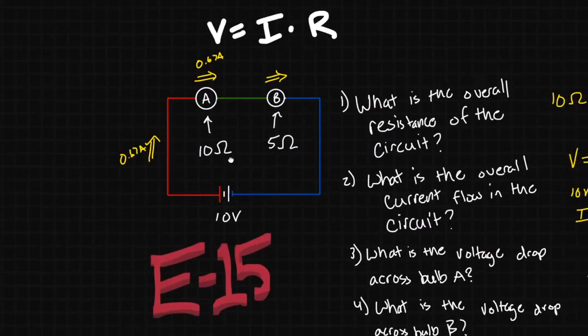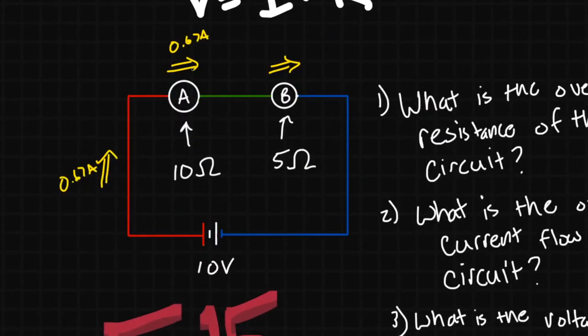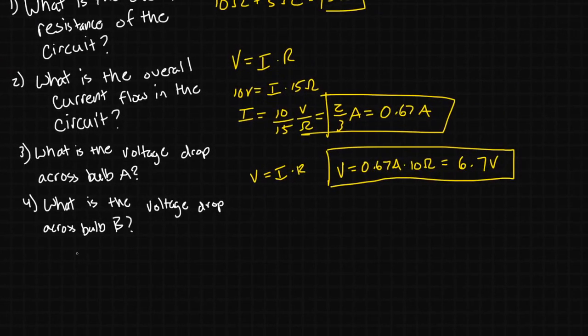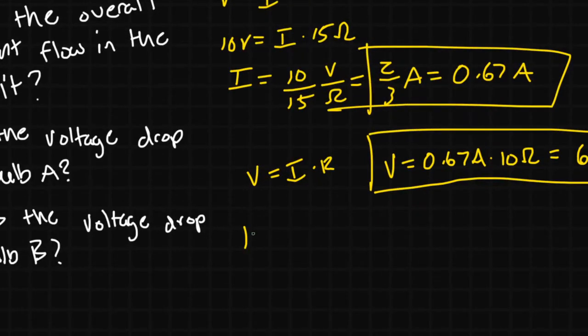And notice that matches what we thought. A perfectly even split here would be a 5 volt drop because it's 10 volts overall. Well, this is a little bit more than that. This is a little bit more than halfway of the voltage drop. So what is the voltage drop across bulb B? Well, there's two different ways we could do this. We know that the overall voltage drop is 10. We just did 6.7. So the rest must be 3.3 volts.